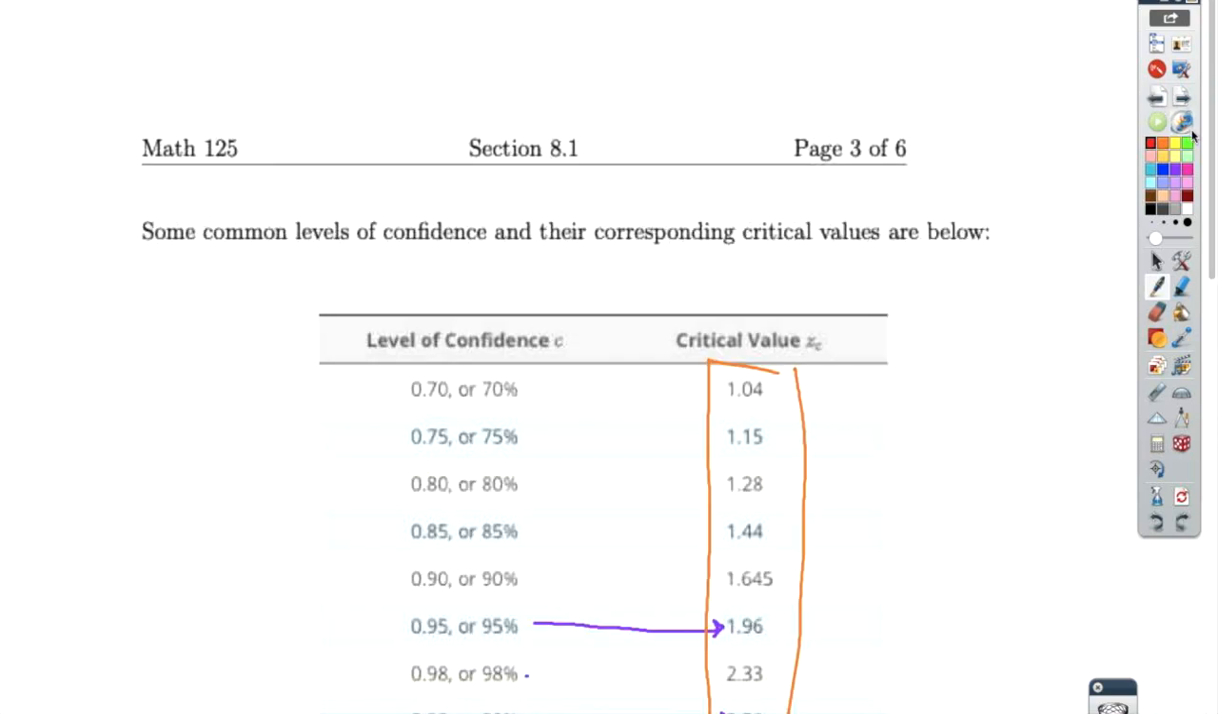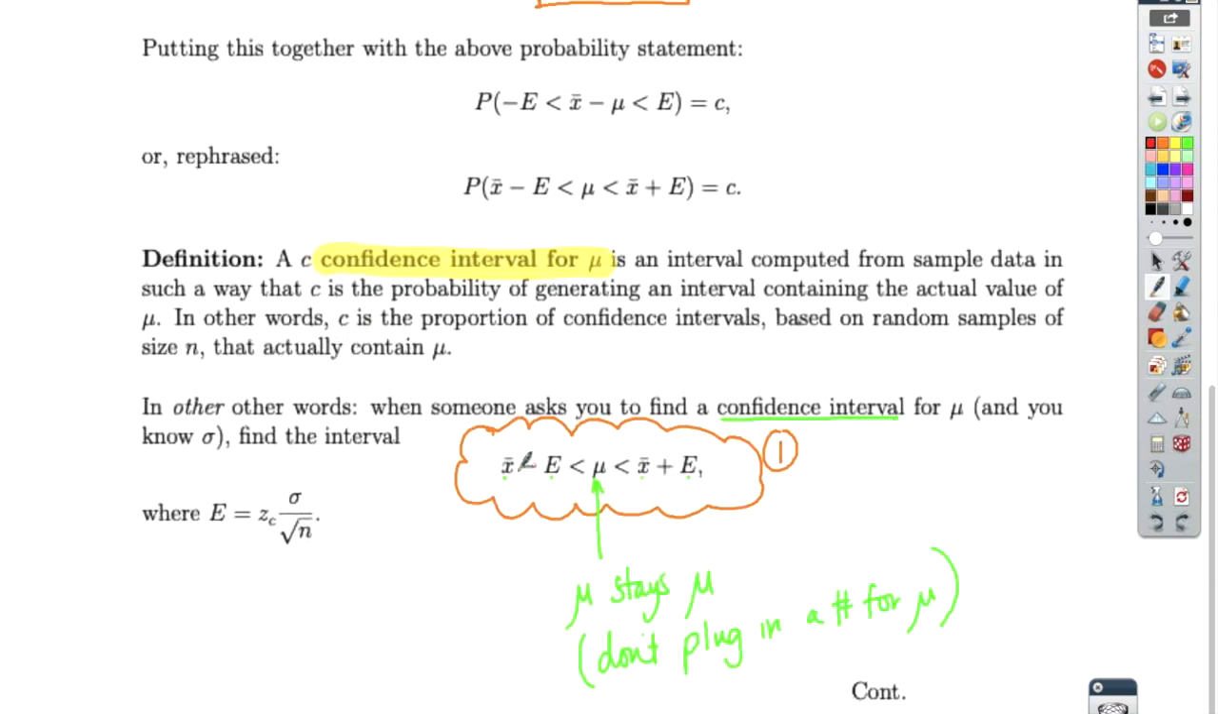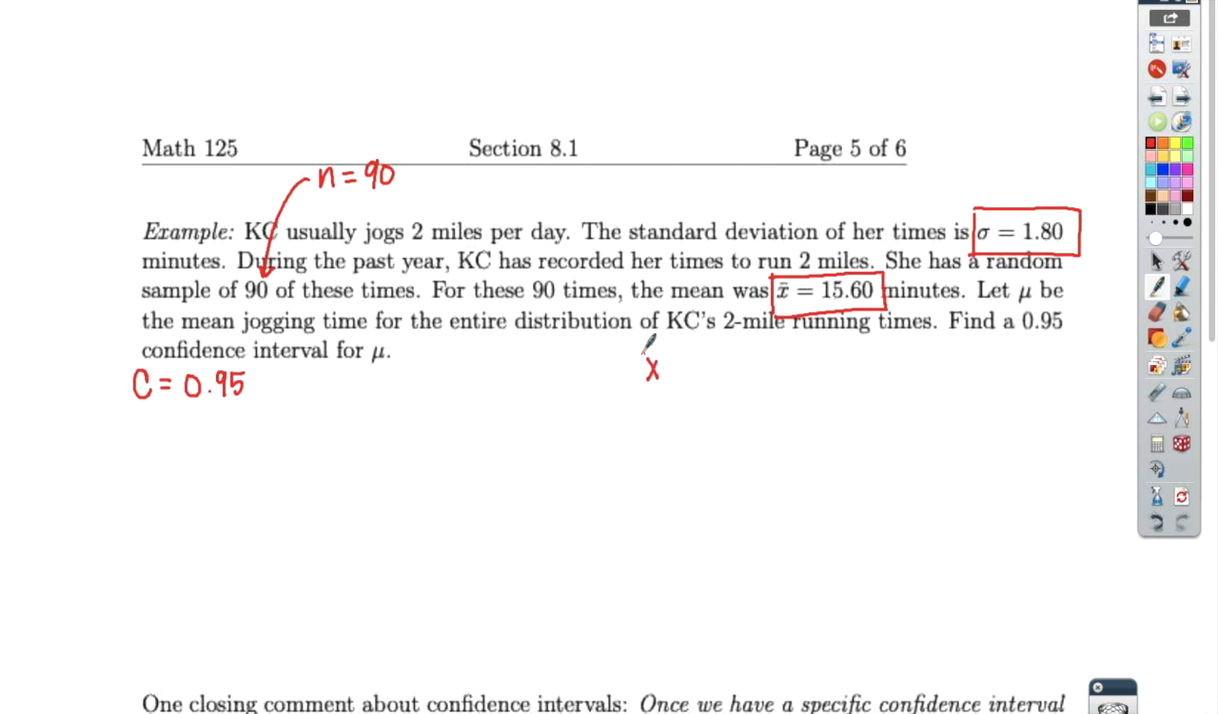Our answer is going to look like this. I'm following this formula. You can look at it here or in your Chapter 8 formula packet. This is a confidence interval. So our answer is going to look like x bar minus the error, E stands for error, is less than mu, is less than x bar plus the error. We're going to plug something in here for x bar and something in here for E. Mu stays mu. You never plug in anything for mu.